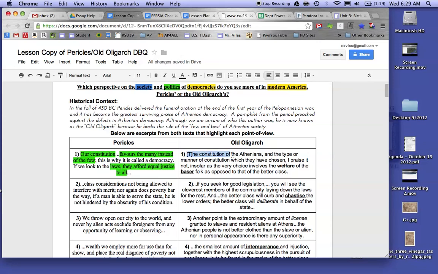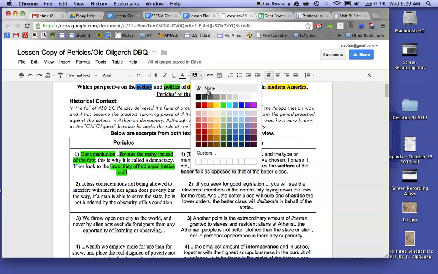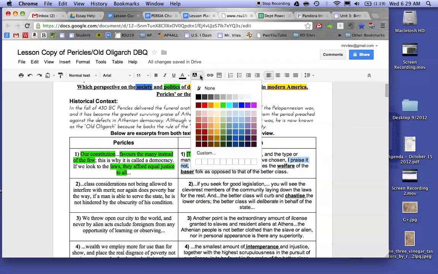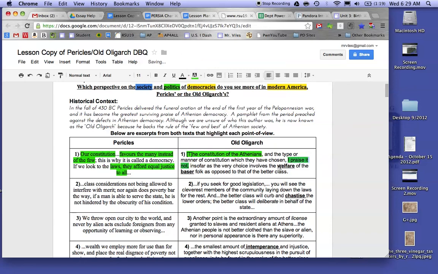That is politics. So I'm going to come over here, and I'm going to highlight that again in green, so I have one consistent color for politics. And the type and manner of constitution which they have chosen, I praise it not. Again, I'm going to cut out that second phrase. He's saying the Constitution of Athens, I praise it not. Fancy way of saying I do not like it.